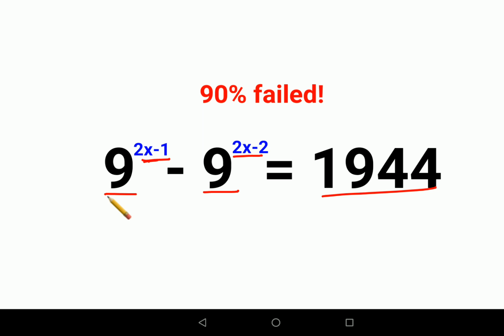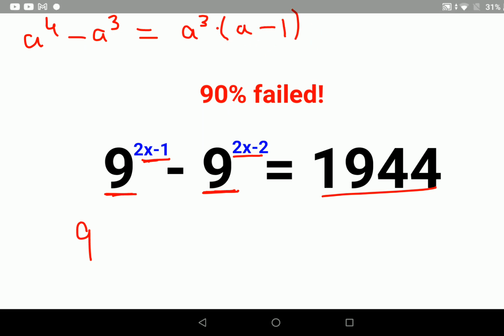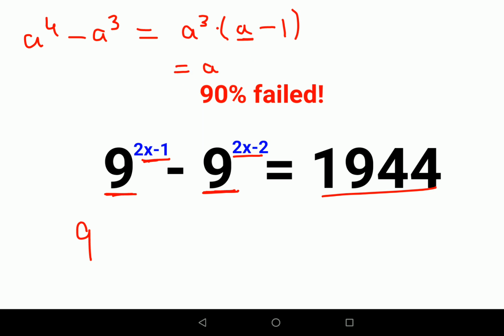Please understand the bases are the same, so here we can take something common. But what do you take common? If you had a raised to 4 minus a raised to 3, what would you take common? You take the index which is the smallest. So a raised to 3 is taken out and you're left with just a minus 1. Why? Because when you multiply a raised to 3 inside, you get a raised to 3 into a, minus a raised to 3.